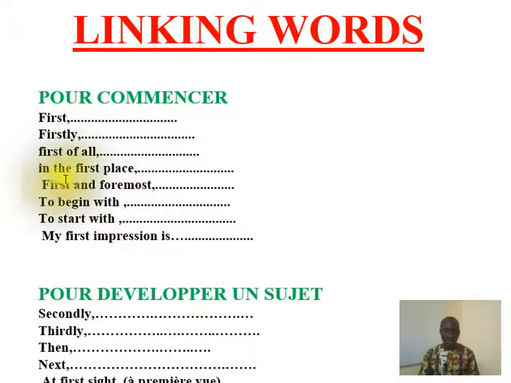Tout d'abord, first and foremost, tout d'abord, ou bien prime abord, to begin with, pour commencer avec, to start with, c'est pour commencer avec, ou bien pour débuter avec, débuter. My first impression is, ma première impression est. Voilà, voici quelques éléments que vous pouvez utiliser lorsque vous voulez commencer une argumentation ou bien vous voulez vous présenter ou vous voulez introduire quelque chose.